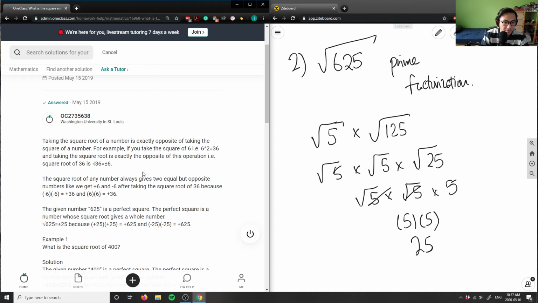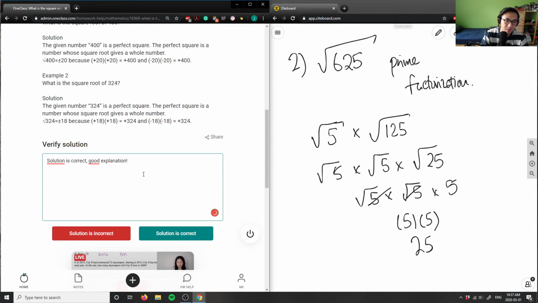Did they take out a 5 like I did? No, they just said it was a perfect square. So I'll just say here, solution is correct. Could have provided a step, an explanation as to how you got 25 as the answer.